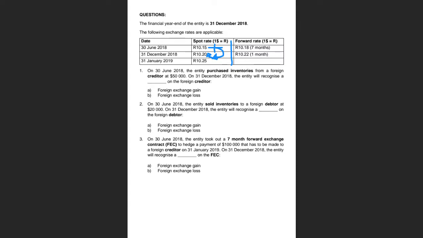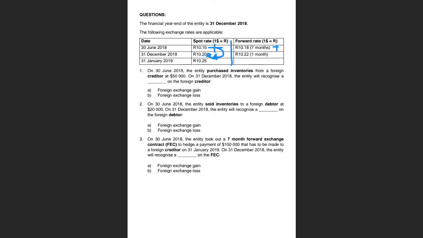Let's pay attention, right? So this one says, on the 30th of June 2018, the entity took out a 7-month forward exchange contract to hedge a payment for $100,000 that has to be made to a foreign creditor on the 31st of January 2019, right? On December 2018, the entity will recognize a what on the FEC, right? So now let's think about this. So when we're dealing with the FEC, we're wanting to use the forward rate and not the spot rate. And here on the 30th of June, we took out the FEC. It's a 7-month FEC.